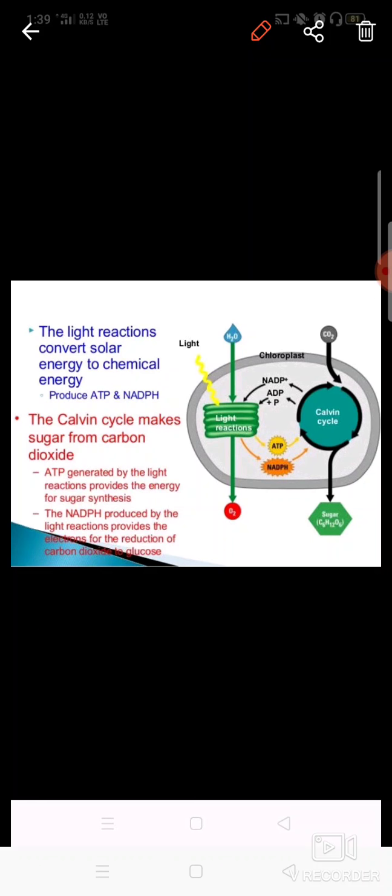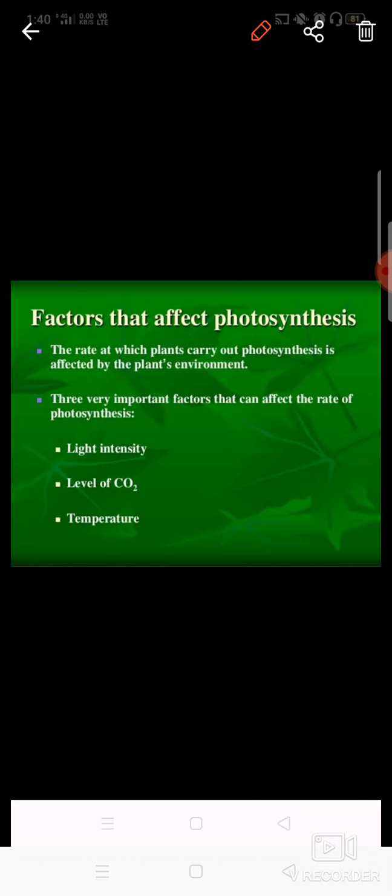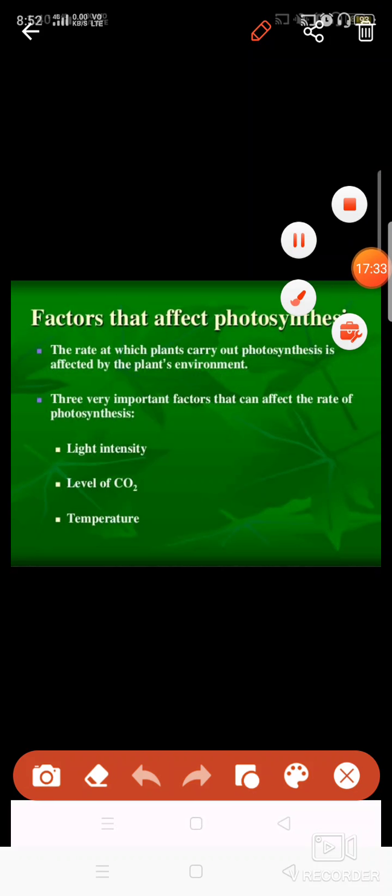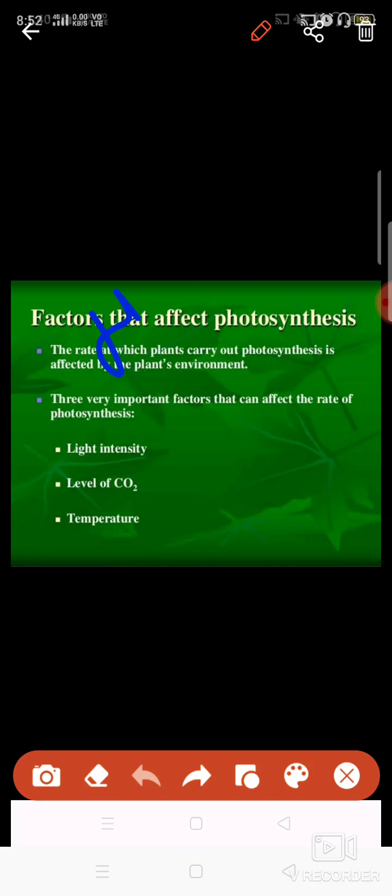Now let us see what are the factors which affect the process of photosynthesis. As I asked you this question also, what are the factors which affect photosynthesis? So you see here that these are the factors. Mainly these are the three factors, that is light intensity, carbon dioxide level, and temperature. Some more is there. Water is required.